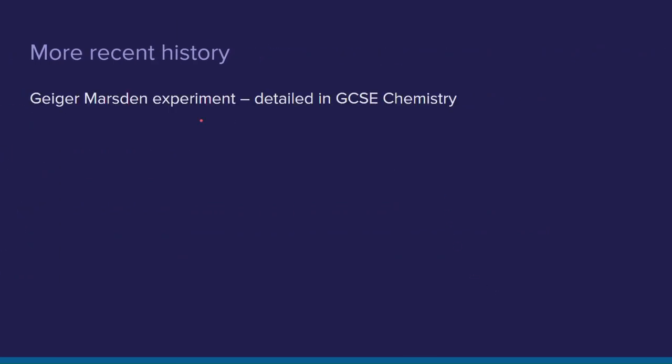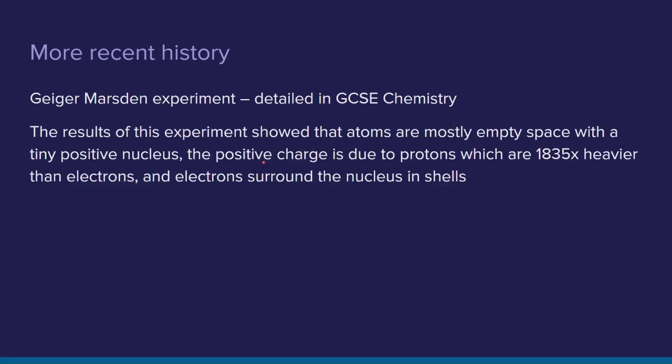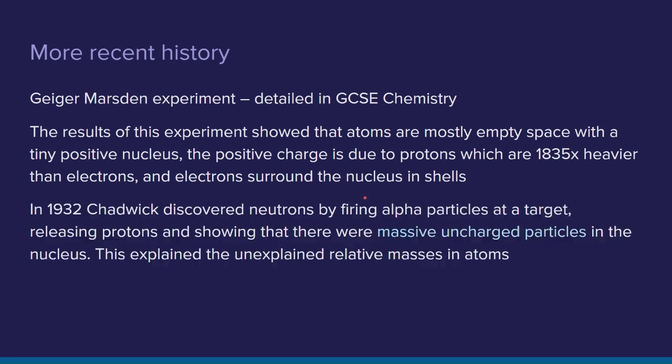A little bit more recently, there was the Geiger-Marsden experiment, which we learned about in GCSE Chemistry. And the results of this experiment showed that the atoms are mostly empty space. They've got a tiny positive nucleus, and the positive charge is due to protons, which are a lot heavier than electrons, and the electrons are surrounding the nucleus in shells.